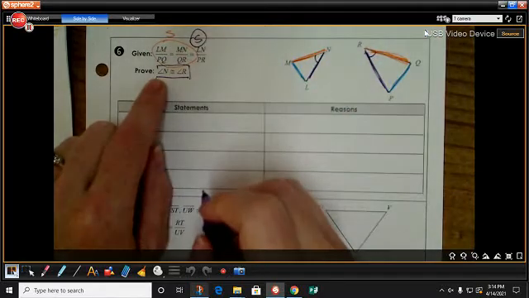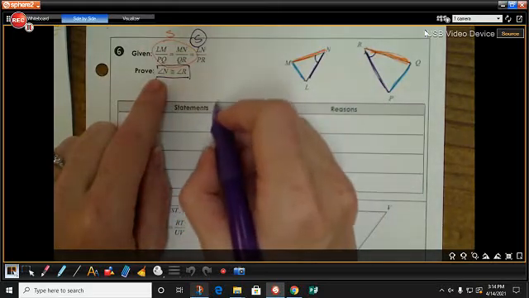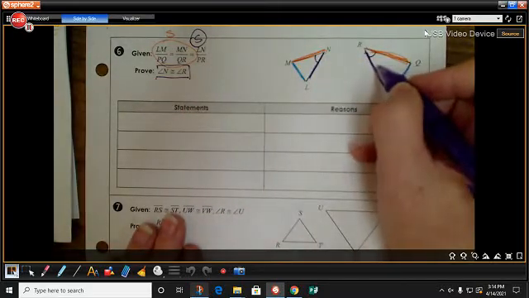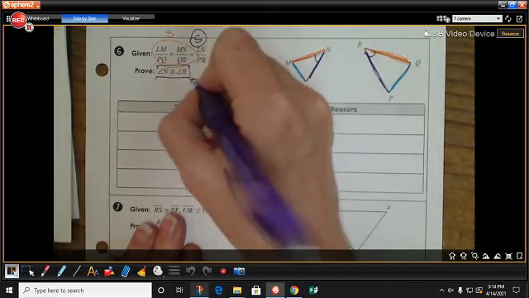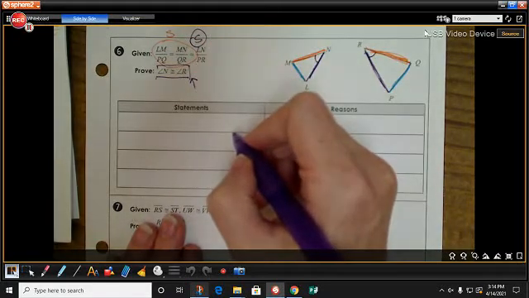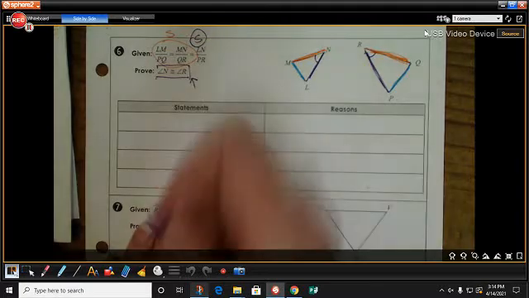So in order to get there, I can go through similar triangles. I can say, well, if my triangles are similar, then I know that their parts, their angles, have to be congruent. Okay? Because that's the definition of similar triangles: if the triangles are similar, their angles are congruent. So let's get going.